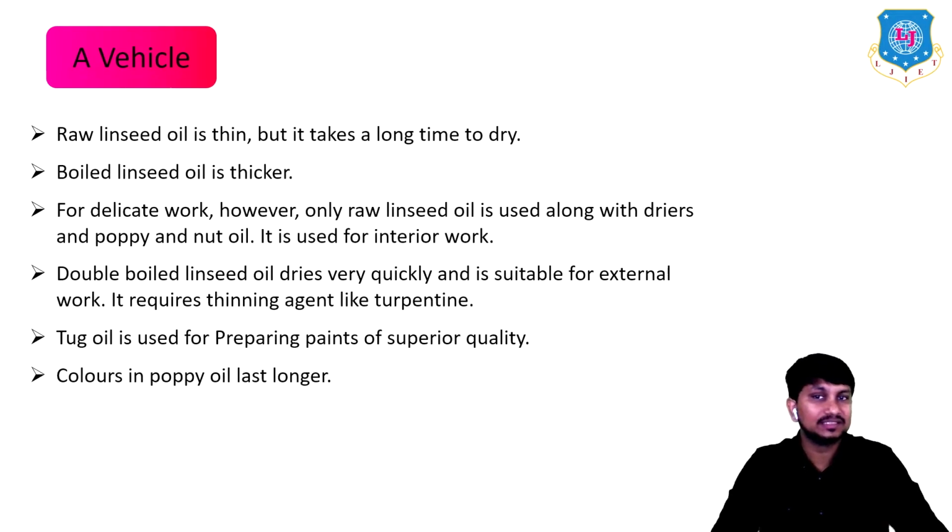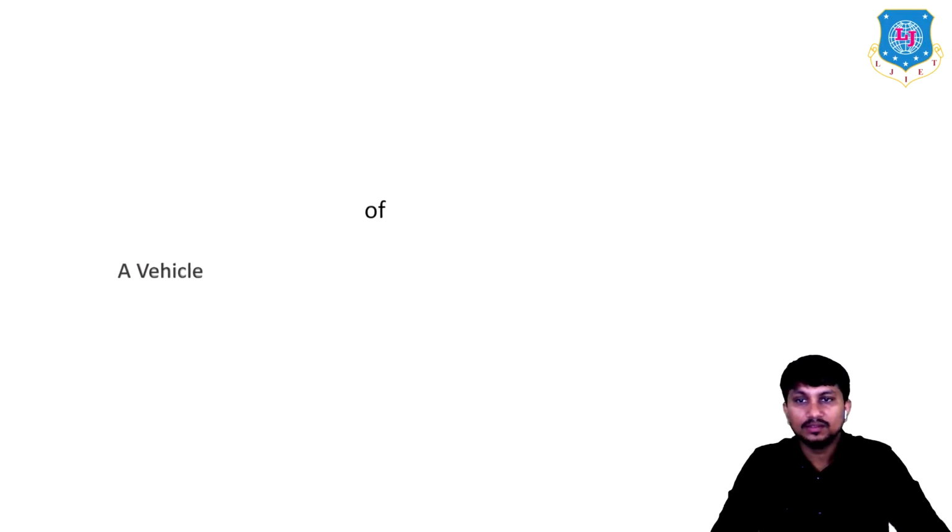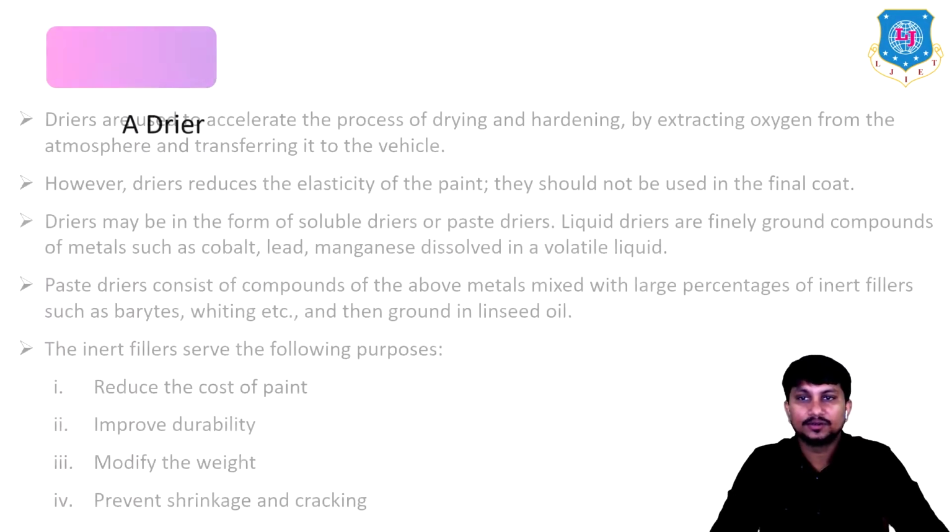Raw linseed oil is very thin, but it takes a long time to dry. Boiled linseed oil is thicker compared to raw linseed oil. For delicate work, however, only raw linseed oil is used along with dryers and poppy and nut oil. It is also used for interior work. Double boiled linseed oil dries very quickly and is suitable for external work. It requires a thinning agent like turpentine. Tung oil is used for preparing paints of superior quality, and colors in poppy oil last very long compared to other types of vehicle. That's all about the vehicle.